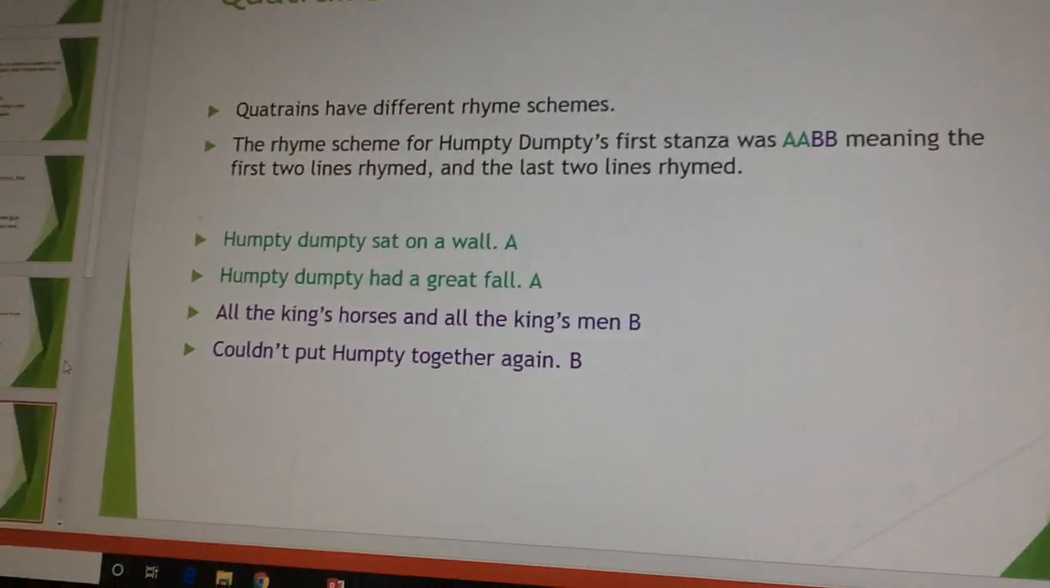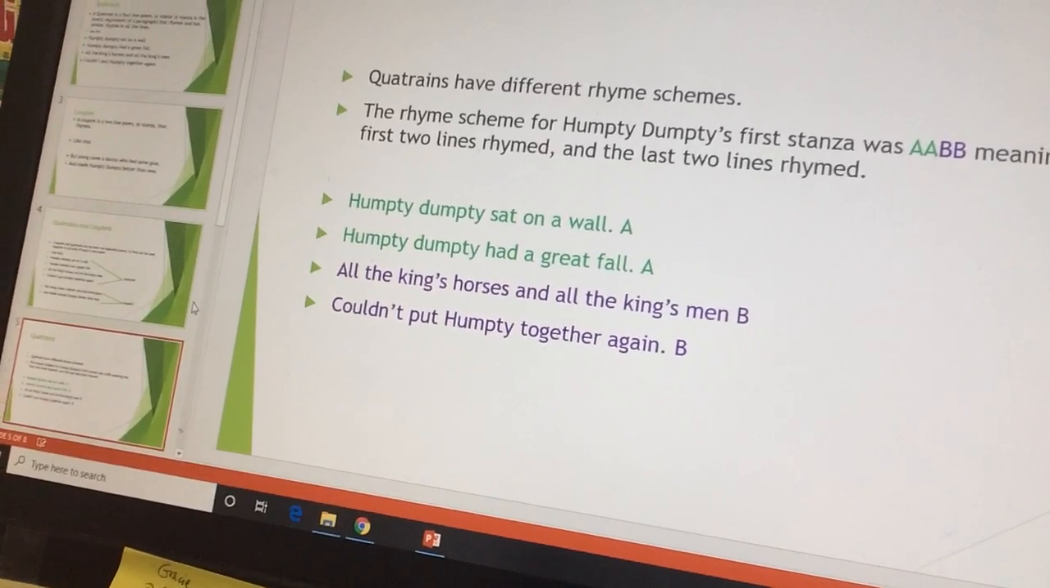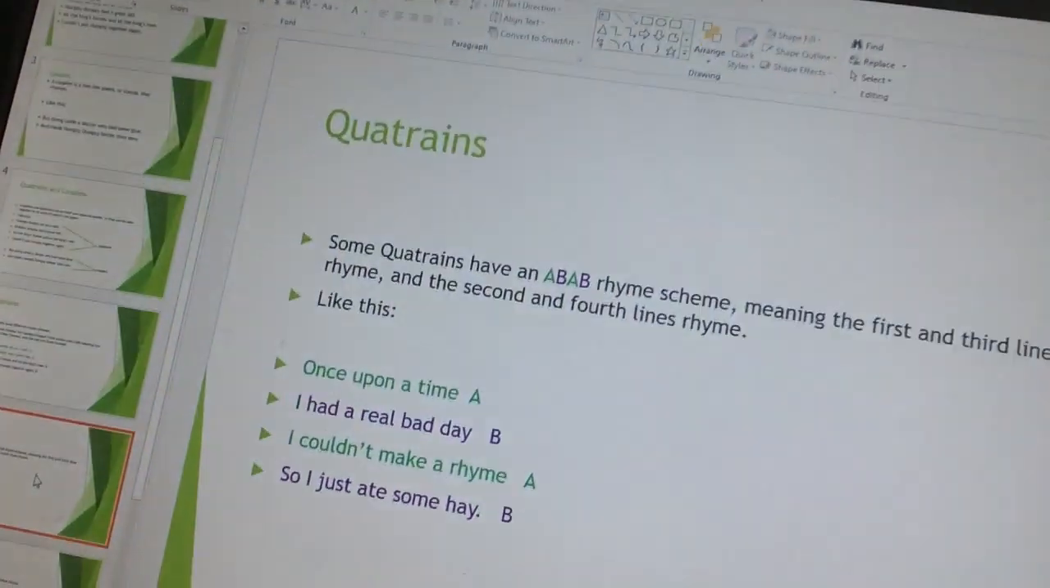And I'm going to talk a little bit about rhyme scheme as I'm doing that. So in Humpty Dumpty's poem, the first quatrain has a rhyme scheme of A, A, B, B. And that means that the first 2 lines rhymed and the last 2 lines rhymed. But you can have all sorts of different rhyme schemes. Some quatrains, for example, have the rhyme scheme of A, B, A, B, meaning the first and third lines rhyme and the second and fourth lines rhyme, like this.